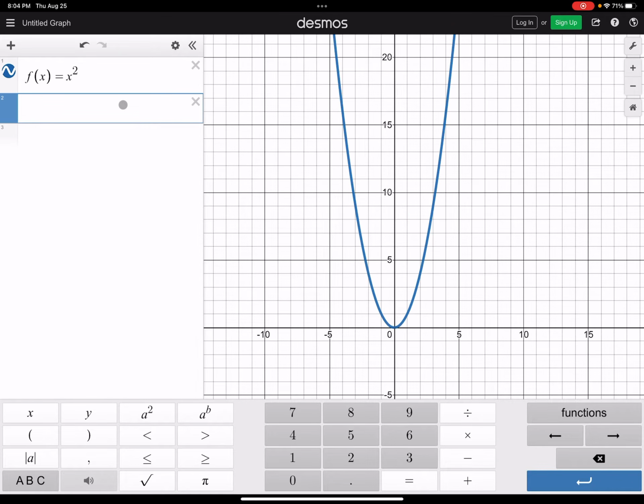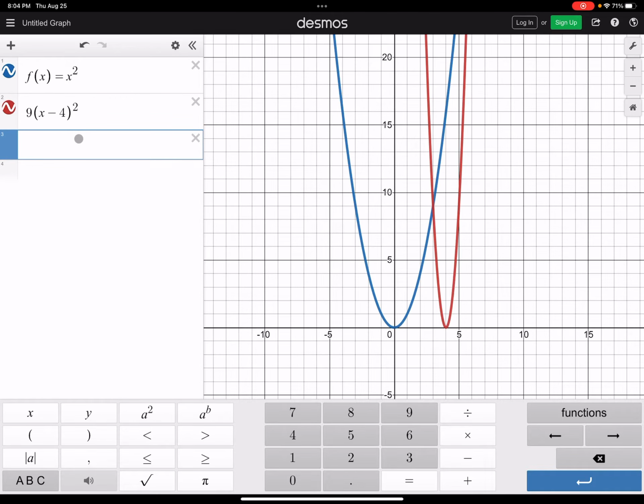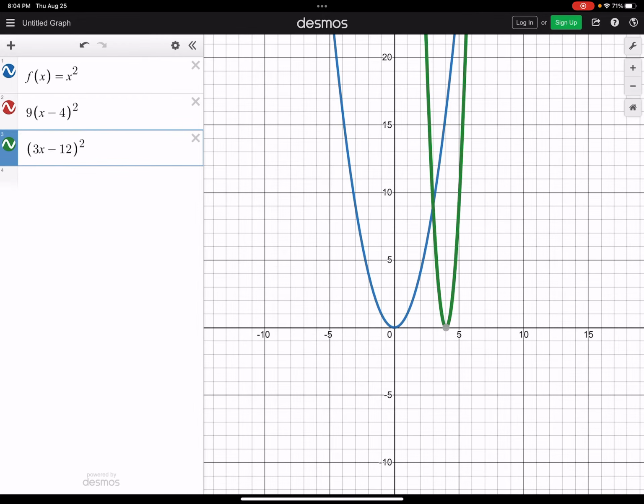So, two ways to write it, right? 9 times (x minus 4) squared, versus (3x minus 12) squared. It's the same line again, right? They're the same thing, but it's two different ways to express the exact same function, okay? If you're looking at the red, if that's what I give you on an exam, you're going to interpret that as a vertical stretch by 9 with a shift right 4.